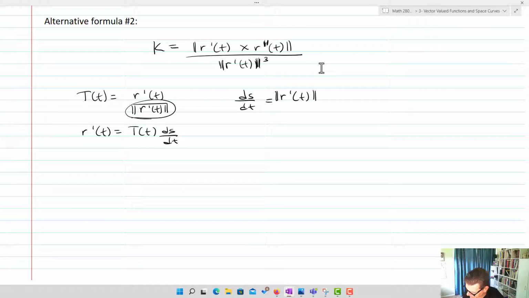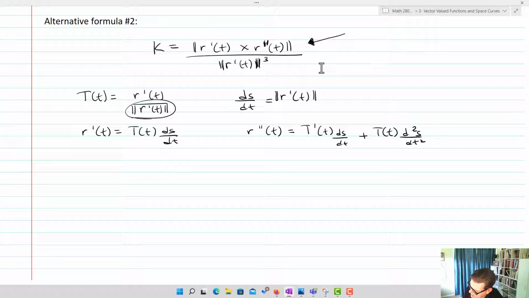So there we go. Now, if we want to find r double prime of t, it's just going to be the derivative of r prime of t. So it's going to be T prime of t ds dt plus T of t d squared s dt squared. And that's r double prime of t. So now remember, we're going to see if we actually get something that equals the curvature.